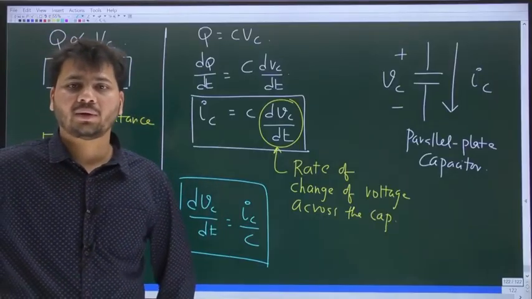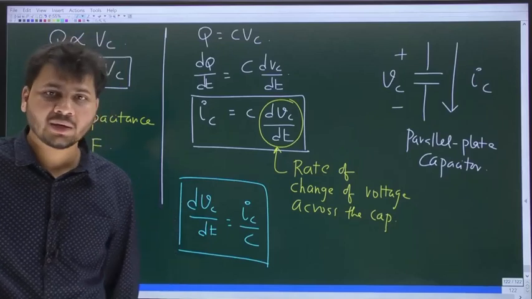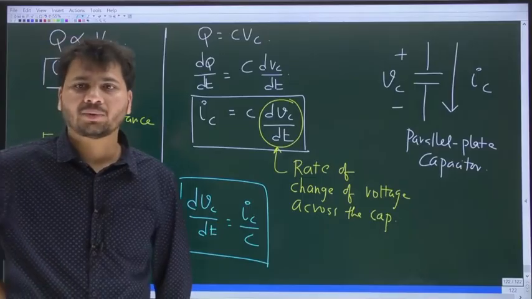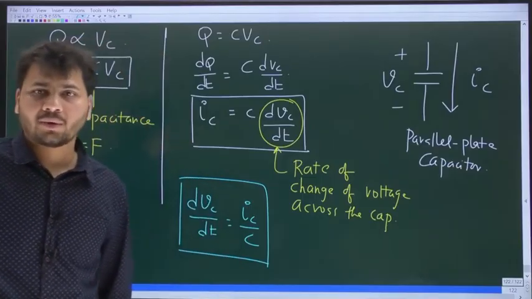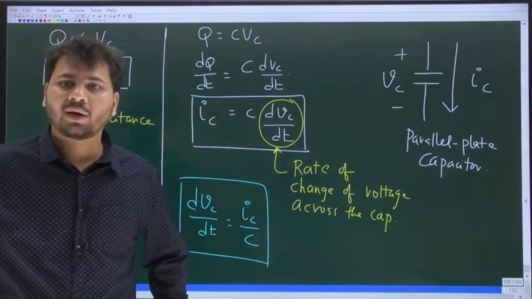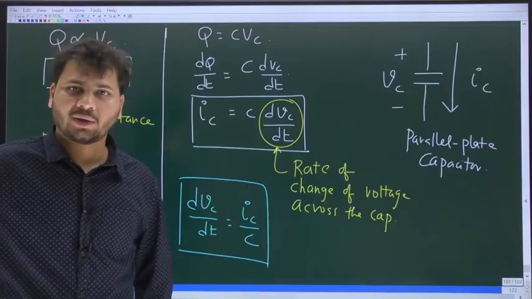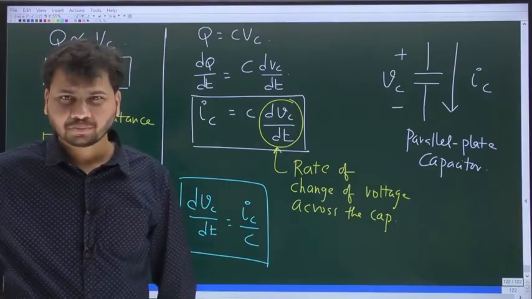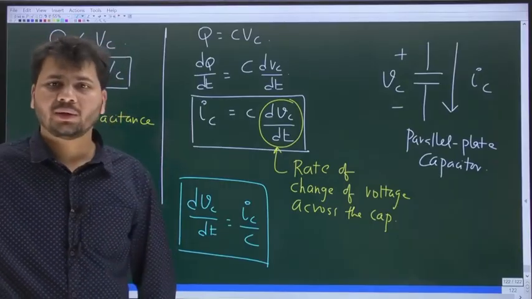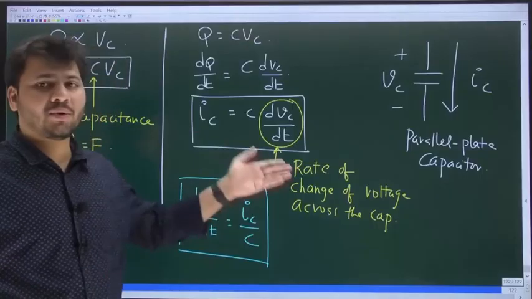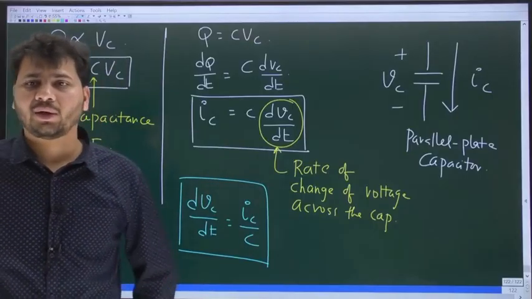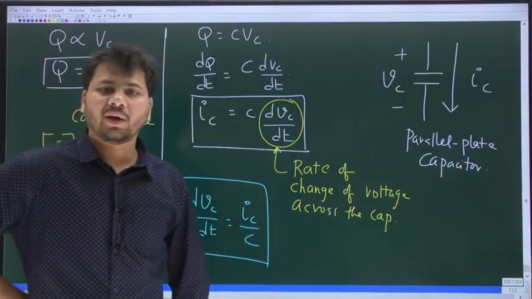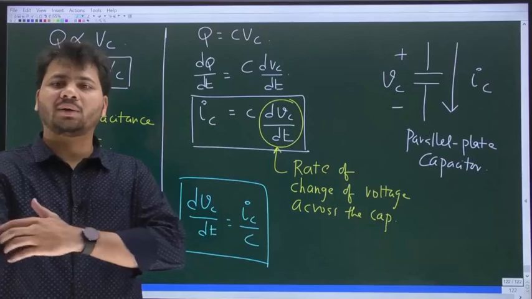For a resistor, any resistor obeys Ohm's law. What is that Ohm's law? Voltage proportional to current. Yes or no? Voltage proportional to current, clearly it is a linear relationship. Directly we can say a resistor is linear. But for a capacitor, what is the relation between the current and the voltage? IC is equal to C dVc by dt.